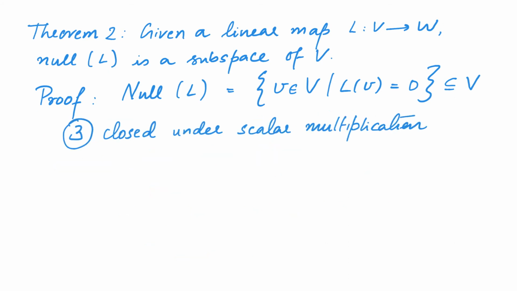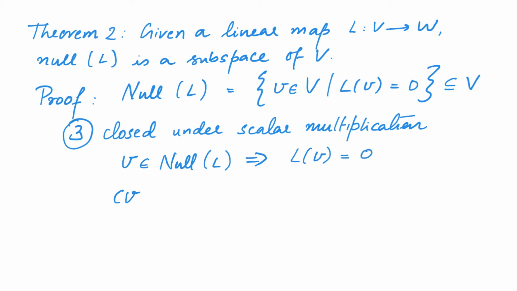All that remains to be shown is that this set is closed under scalar multiplication. To show this, we take an arbitrary vector in null of L and then show that any scalar multiple, say CV, also belongs to null of L. But notice that as V belongs to null of L, we know L of V is equal to 0.